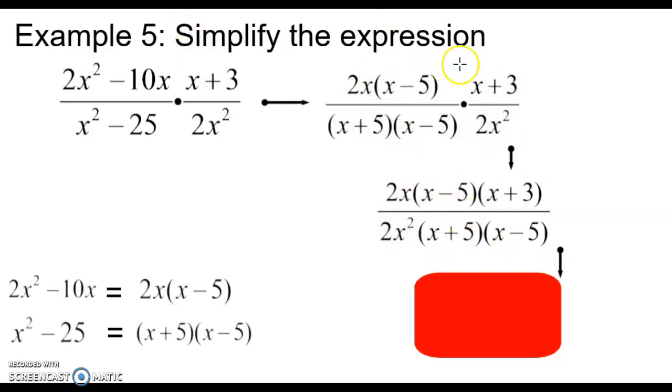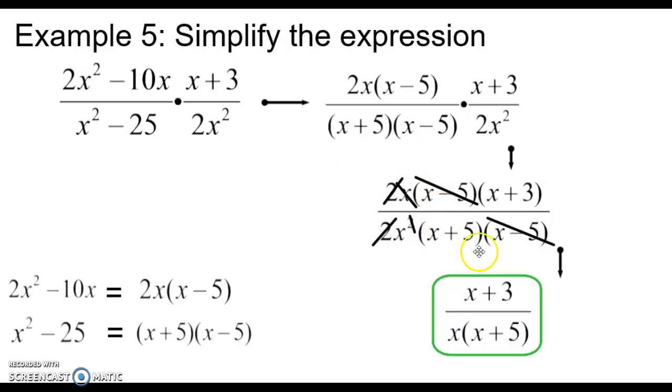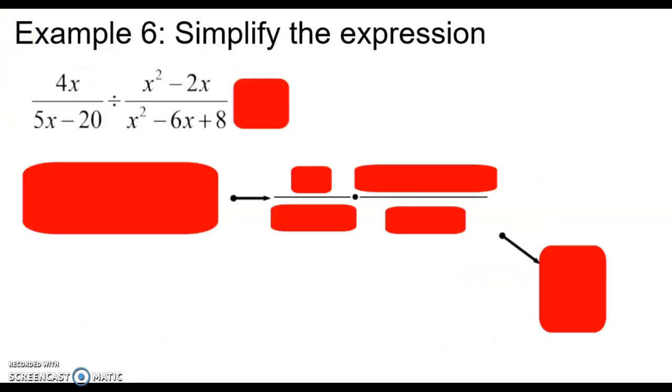Now I'm going to cancel things. So notice my x minus 5 and my x minus 5. These are the same thing, so they're both going to cancel. Now I have a 2 divided by a 2. Those 2's are going to cancel as well. And lastly, I have an x divided by an x squared. We should know that that's going to leave us with just one x in the denominator. So if we look at our final answer here, that x plus 3 is the only thing left in the numerator. We're left with just one x in the denominator, and then that x plus 5 in the denominator as well. So now looking at example 6, this is a division example.